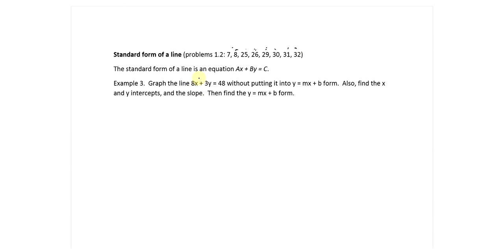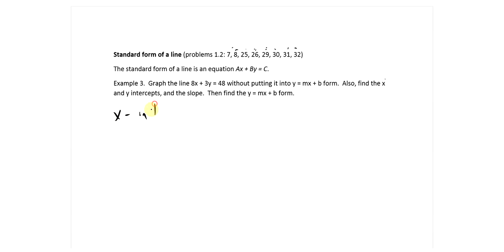So, this is an equation of a line. I want to be able to graph it without putting it into y equals mx plus b form, right? Because there's actually some pretty easy ways to do that. Find the x and y-intercepts and the slope, and then turn it into the y equals mx plus b form. Okay.